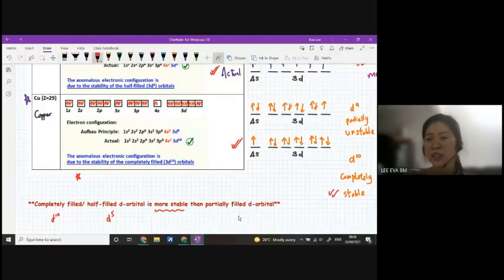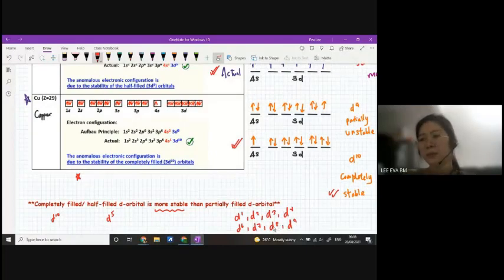So partially filled d orbital means other than these two numbers. It can be d1, d2, d3, d4, or d6, 7, 8, or 9. So all of this is unstable. But you only refer to chromium and copper as examples. Yang element lain tak ada eh. Element lain macam titanium, macam zinc, tak ada. Cuma chromium dengan copper sahaja.